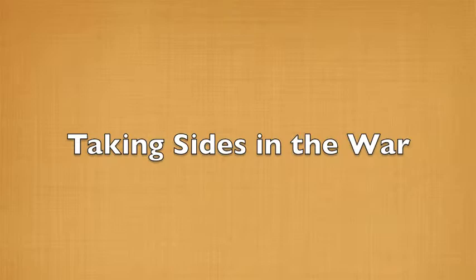Delaware supported the Union. Kentucky started out neutral, but it supported the Union after it was attacked by Confederate troops in September of 1861. A majority of people in Maryland and Missouri favored the South. Lincoln saw this as a potential threat, so he sent troops to occupy Missouri.